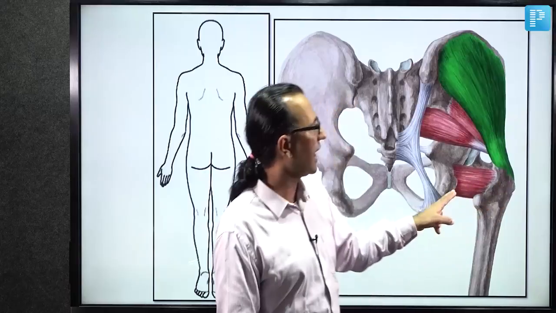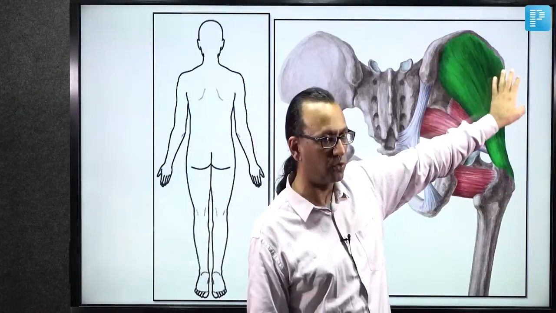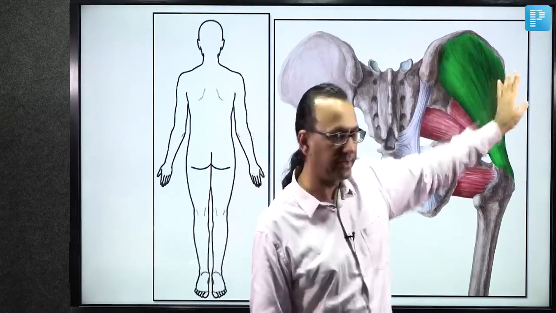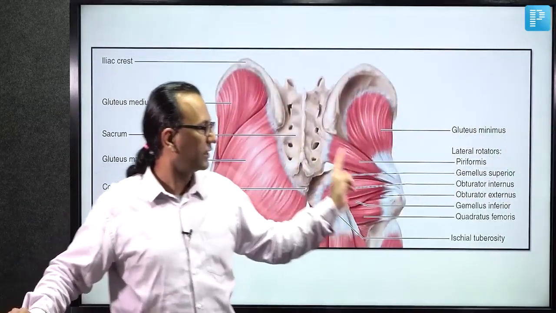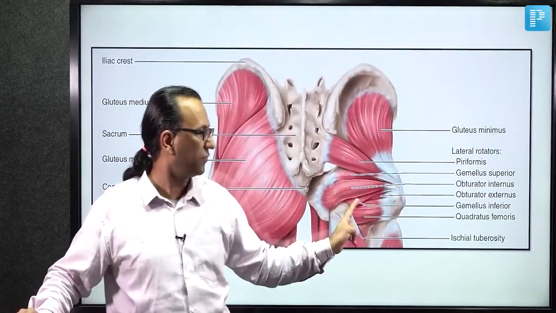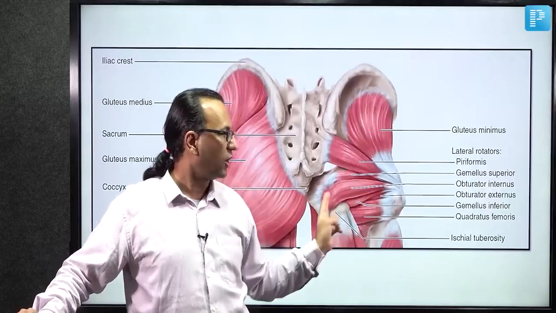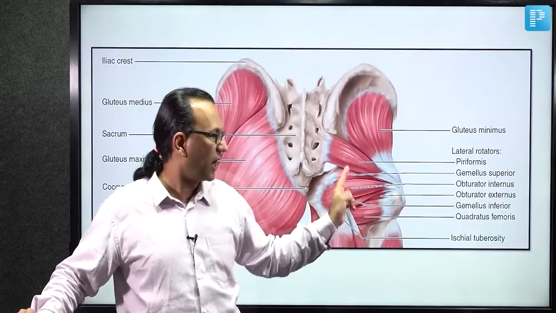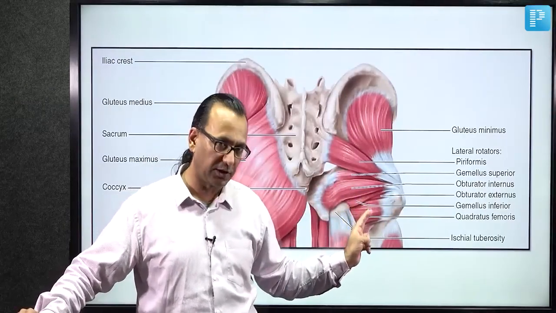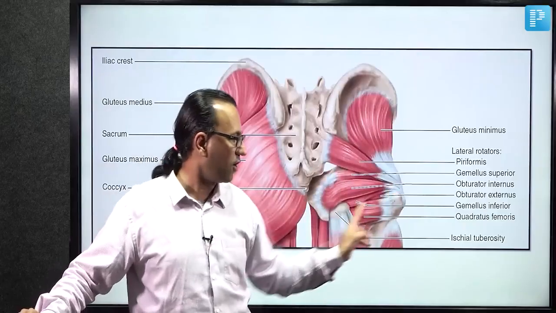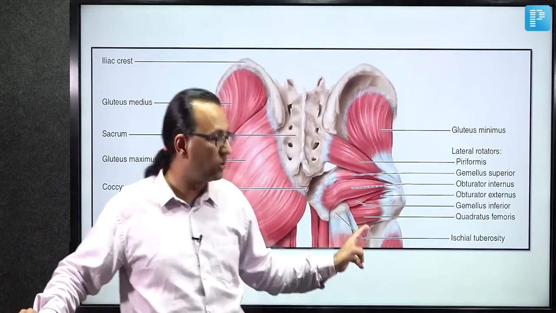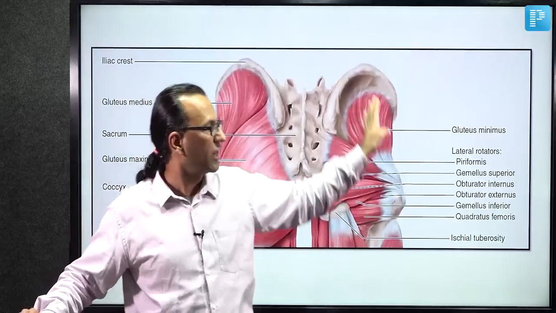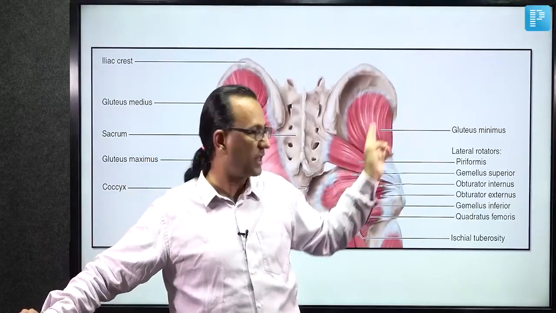They are antagonizing the action of gluteus medius and gluteus minimus, which are medial rotators. Let us look at some more short lateral rotators, like the piriformis, and then the superior and inferior gemelli, and also the obturator internus tendon sandwiched between the two. Even the obturator externus is a lateral rotator along with the quadratus femoris. So all these short lateral rotators are going to antagonize the action of gluteus medius and minimus, which are medial rotators at the hip joint.